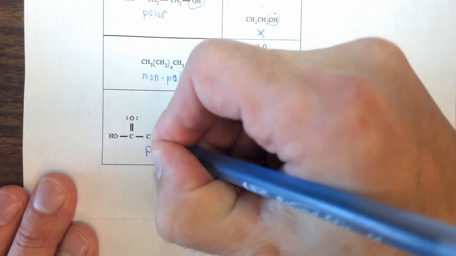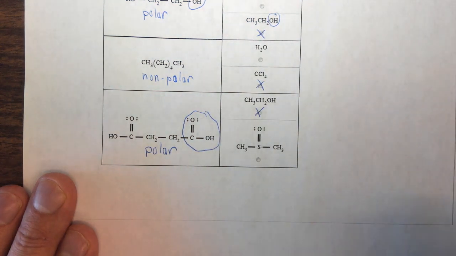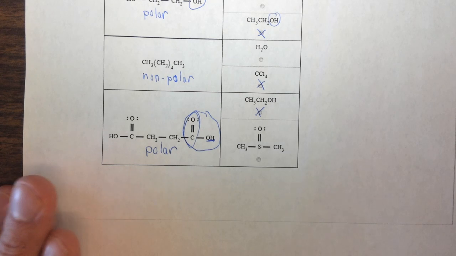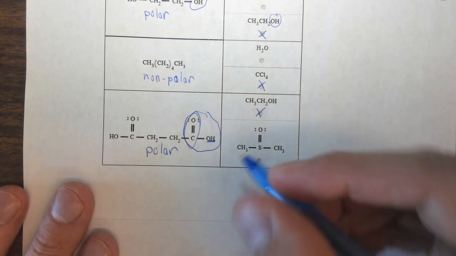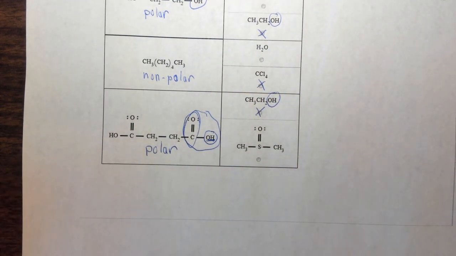Again, I forgot to write it down. This is a polar molecule. It has what is called a carboxylic acid functional group, but you notice the C double bond O and the OH are what makes that polar. So this polar molecule dissolves in this polar solvent. Another way of thinking about it is this has an OH and this has an OH, so therefore they're more alike, so therefore it's a better solvent.